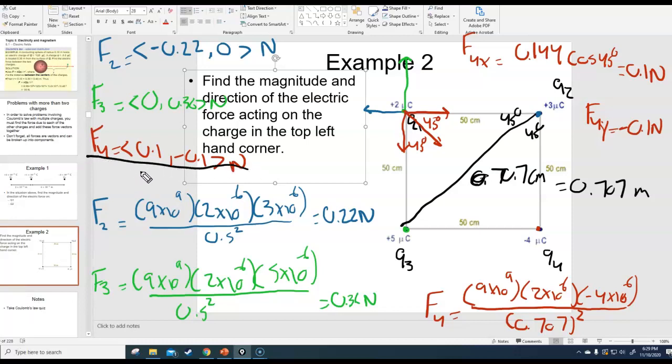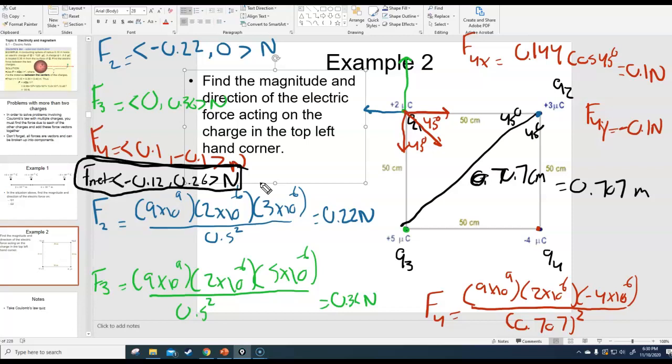And the overall net force I could just find by adding up my vector components. So I have negative 0.22 plus 0 plus 0.1. That's going to be negative 0.12, comma. My y components would be 0 plus 0.36 plus negative 0.1. So that would be 0.26. And then this is almost my answer. Just for the sake of sanity, I might want to stop here.